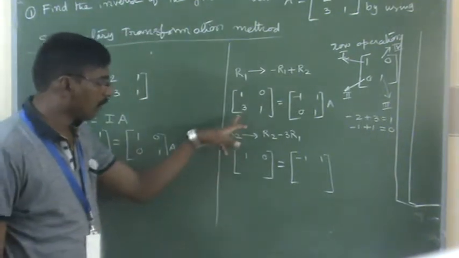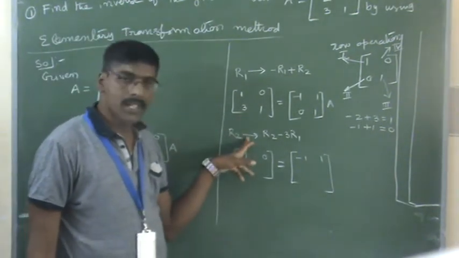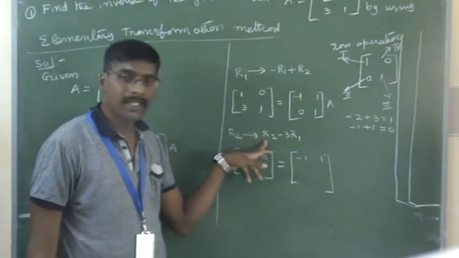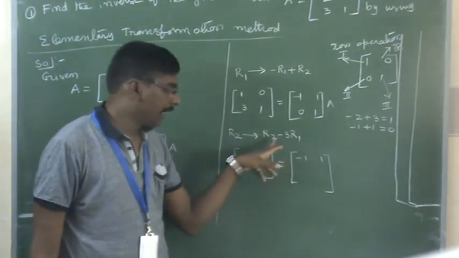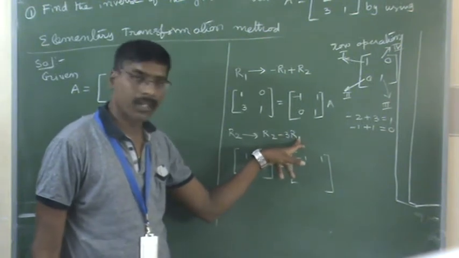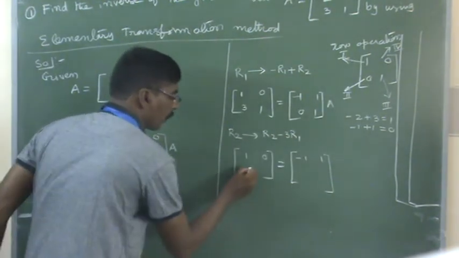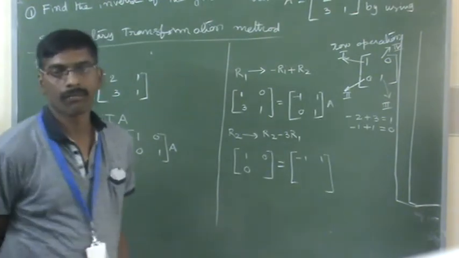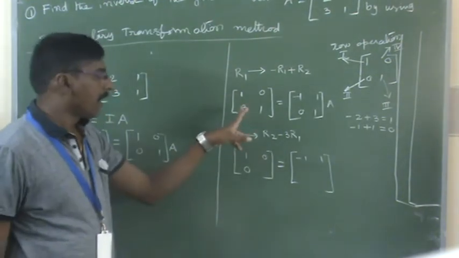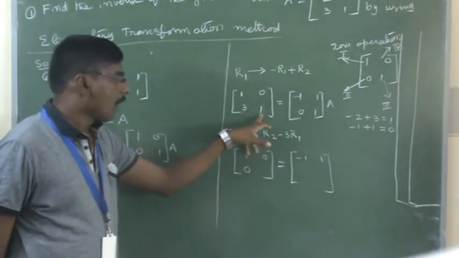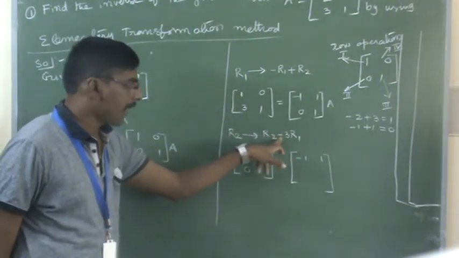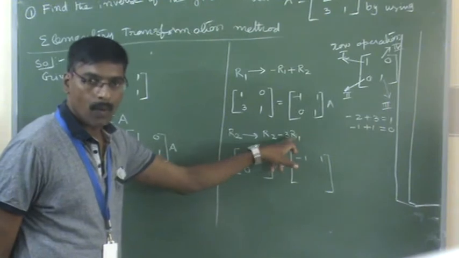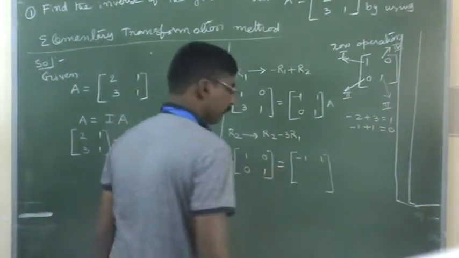Next R2. R2 tends to R2. R2 value is what? 3 minus 3 into, what's the value of 1? 3 minus 3 into 1. 3 minus 3 is 0. Next, immediately, 1 minus 3 into 0. 1 minus 3 into 0 is 0. 1 minus 0 is 1.